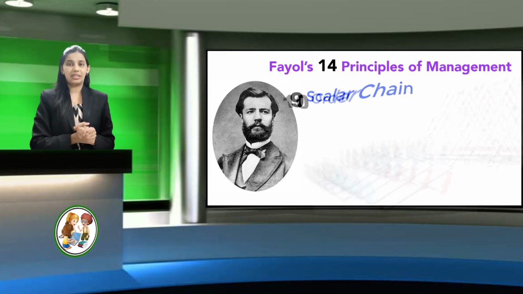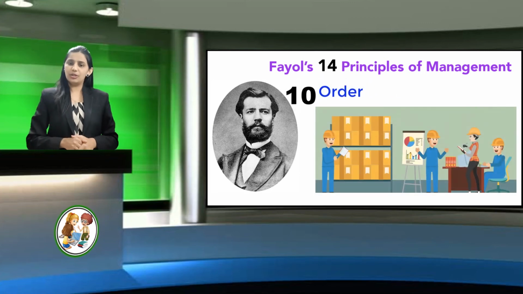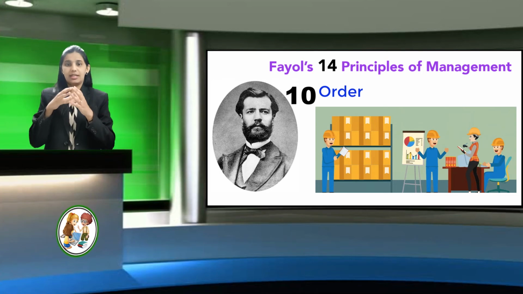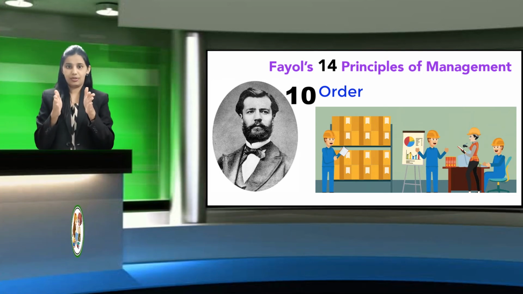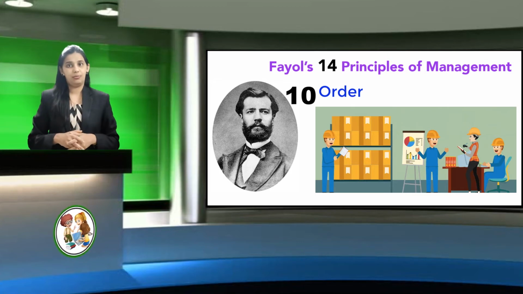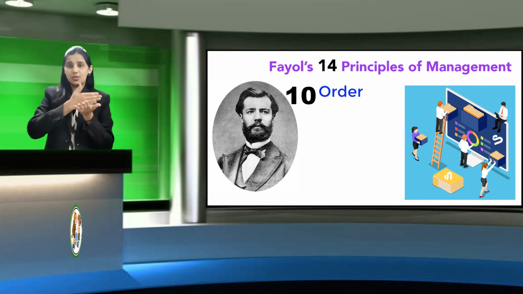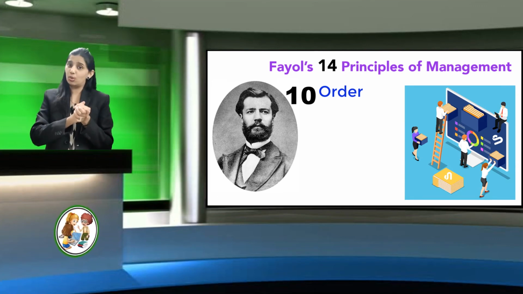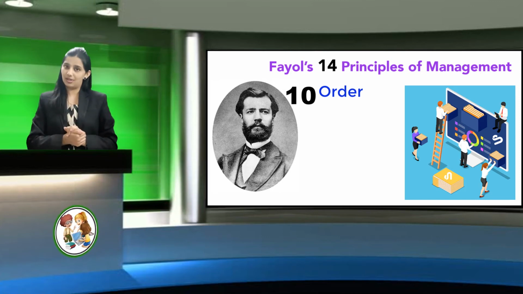The next principle, that is the 10th principle, is order. Proper arrangement of things in an organization, that is the material things and the people, should be at a fixed place. This helps in smooth operations and it improves efficiency. For instance, files and other data must be arranged in a proper order so that they can be easily located and used as and when required.